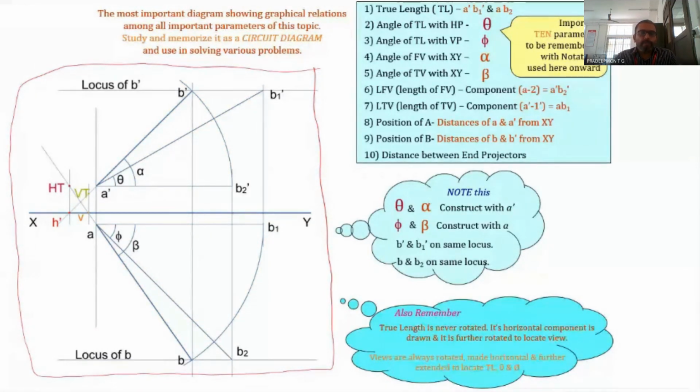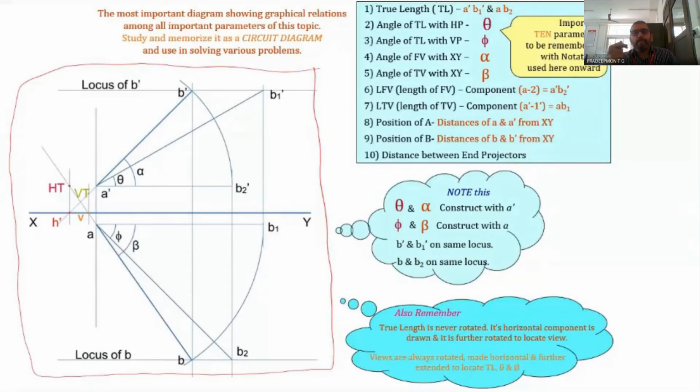And by the way, this particular method of solving projections of lines is known as the line rotation method. Why is it known as the line rotation method? Because we are changing the inclination of the line with one of the planes in order to make it parallel to the other plane. In order to make it parallel to one of the planes, we change the inclination with that particular plane, keeping the inclination with the other plane constant.